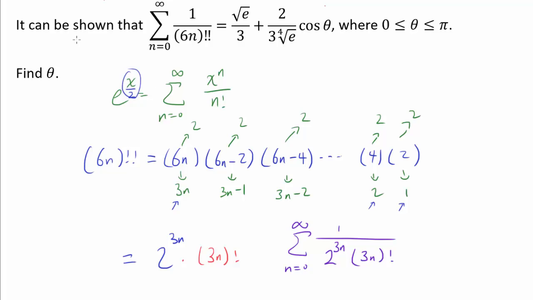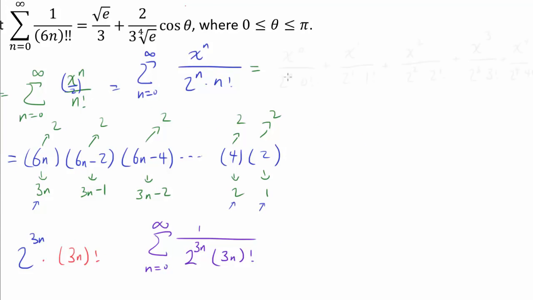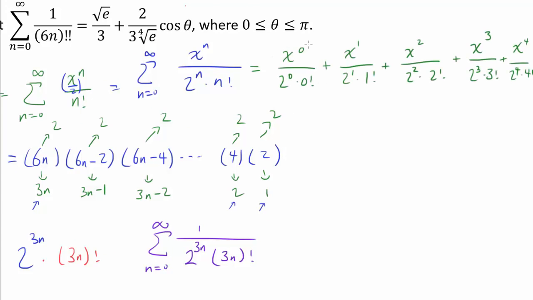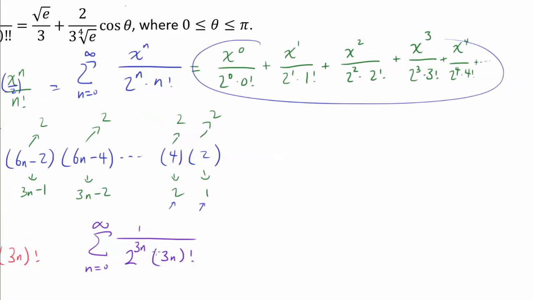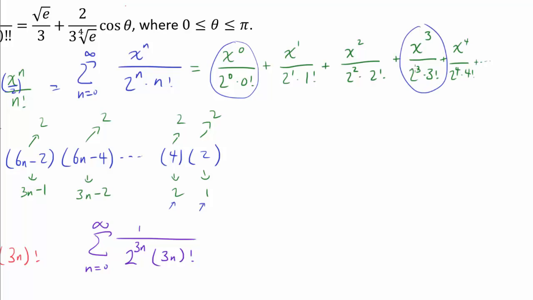So if you think about replacing x with x over 2, then we have a sum from n equals 0 to infinity of x to the n over 2 to the n times n factorial. Let me actually expand out this summation a little bit. Here they are. Notice that out of all of these terms, we only care about the terms that are multiples of 3. Notice that we can get the value of our summation by adding up the coefficient of x to the 0, then the coefficient of x cubed, then the coefficient of x to the 6th, and so on.